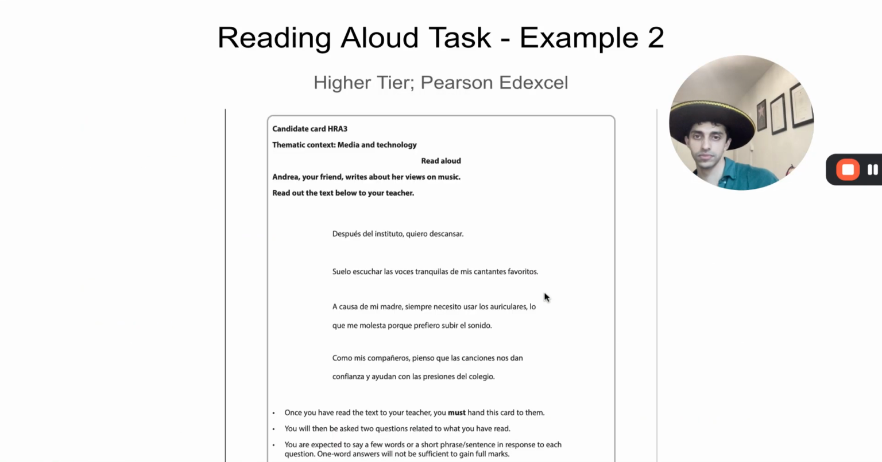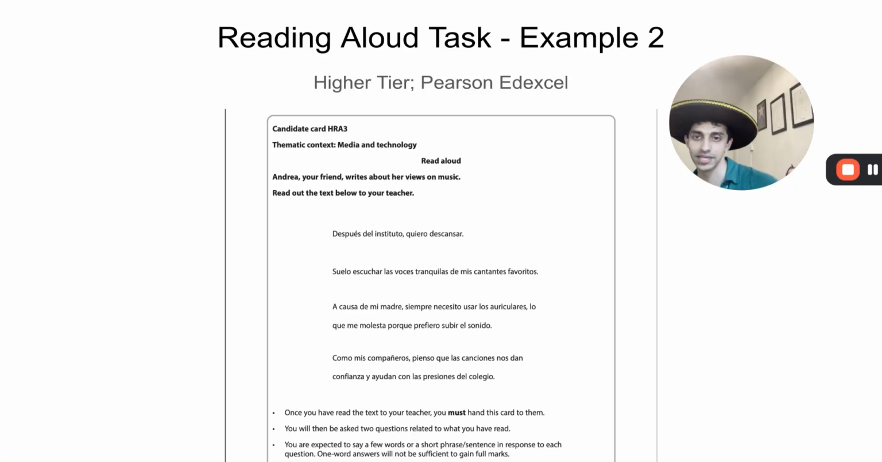Okay, on to example 2 then. This is taken from the other exam board for which the reading aloud task is relevant, and that's Pearson at Excel GCSE. Again, this is taken from sample material, but this time it's for higher tier. So you can see the text itself that you'd have to read out loud given here on the candidate card, as well as some other instructions and very useful information. So it says, Andrea, your friend, writes about her views on music. Read out the text below to your teacher, as I'll do shortly.